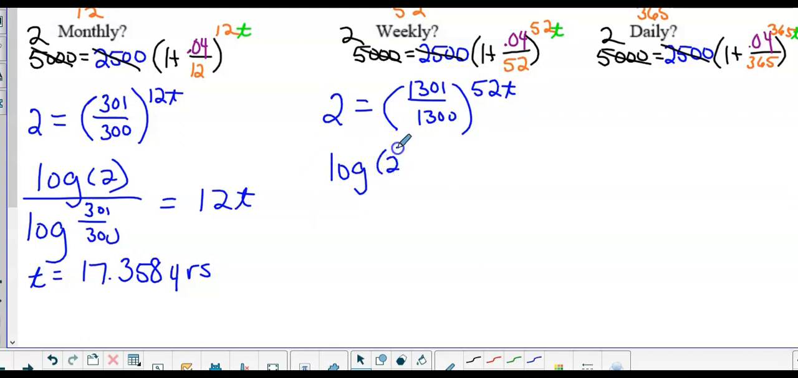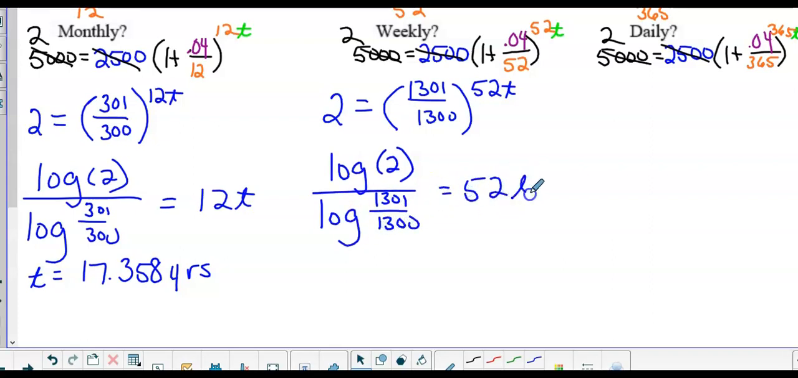Log 2 over log of the base. Enter that in your calculator, divide by 52. You get t equals 17.335. And then the last one, I'm going to encourage you just to pause your video and enter this and change it to a fraction and see what you get.